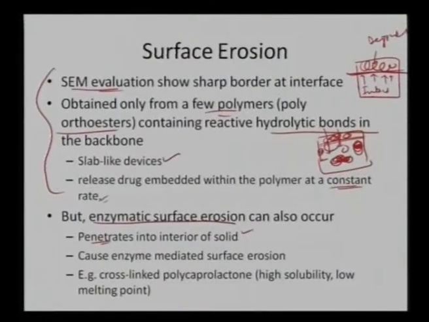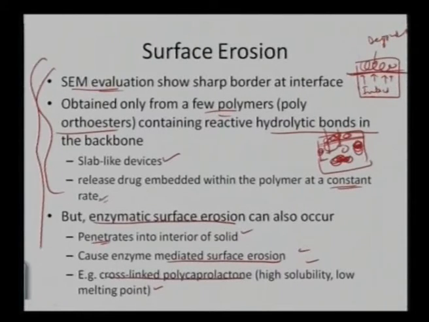When enzymes penetrate, they will tend to absorb some more water and they can mediate the surface erosion. Such as in the case of cross-linked polycaprolactone, though it has a high solubility and low melting point, this can occur; the enzymatic activity can occur in the cross-linked polycaprolactone. In this case, the enzyme can assist breaking of the cross-linking or the backbone, and in that case, it can mediate the surface erosion of this particular polymer.